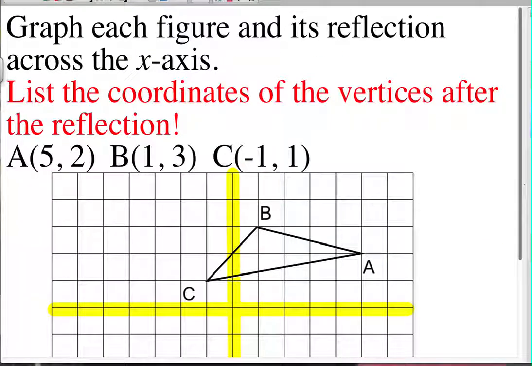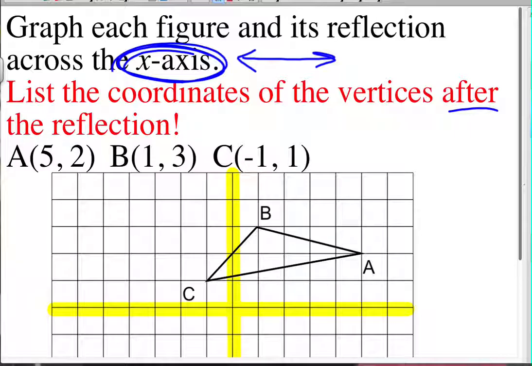Graph each figure and its reflection across the x-axis. Okay, so this is important. It tells us that we are going to be reflecting across the x-axis. Now the x-axis is the one that goes horizontally, like so. Then you can see it says, list the coordinates of the vertices after the reflection has been made.